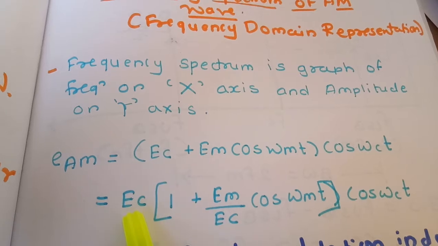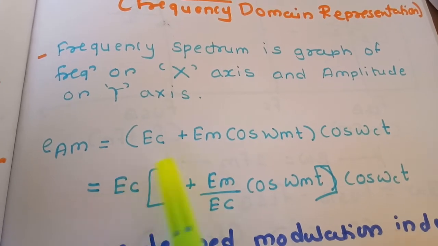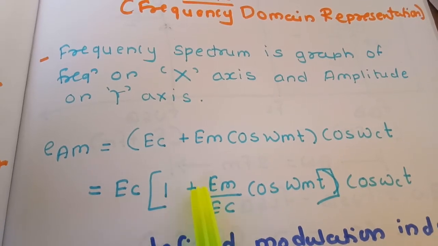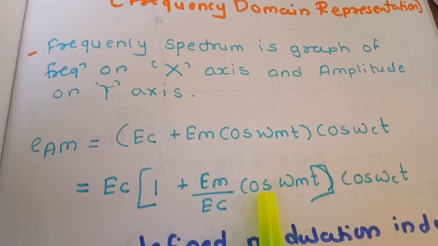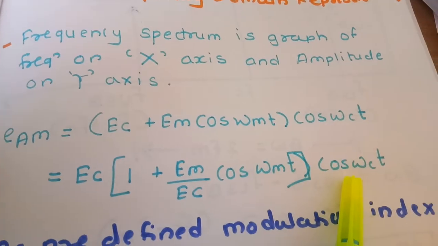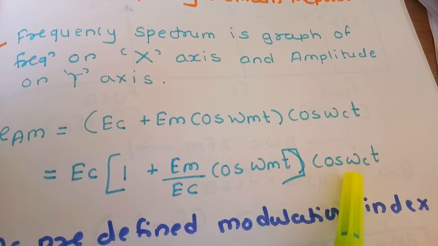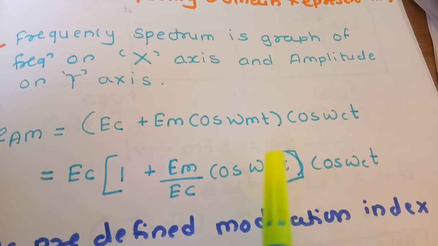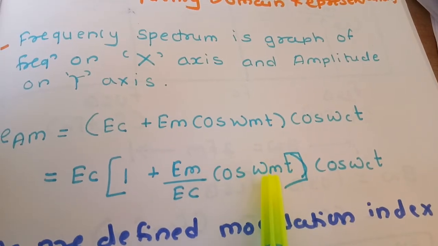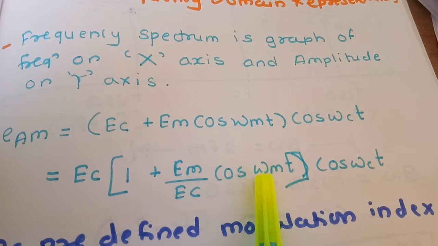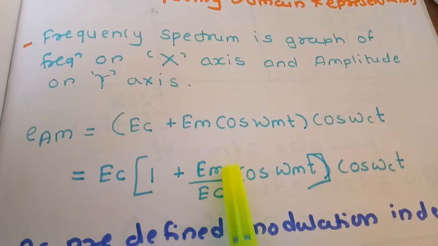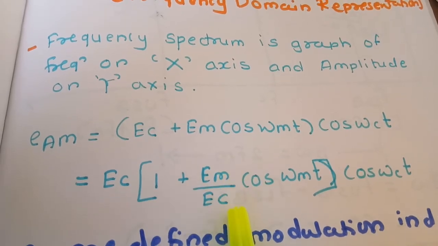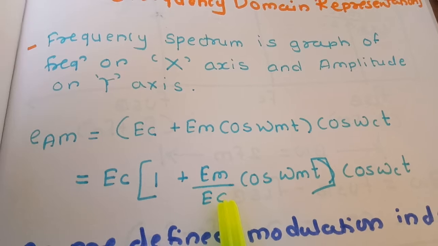We take EC common, so it becomes EC times the bracket 1 plus EM by EC cos omega mt, completed with cos omega ct. Here cos omega ct is the component of the carrier signal, and cos omega mt is the component of the modulating or baseband signal. EM is the peak amplitude of the modulating signal and EC is the peak amplitude of the carrier signal.